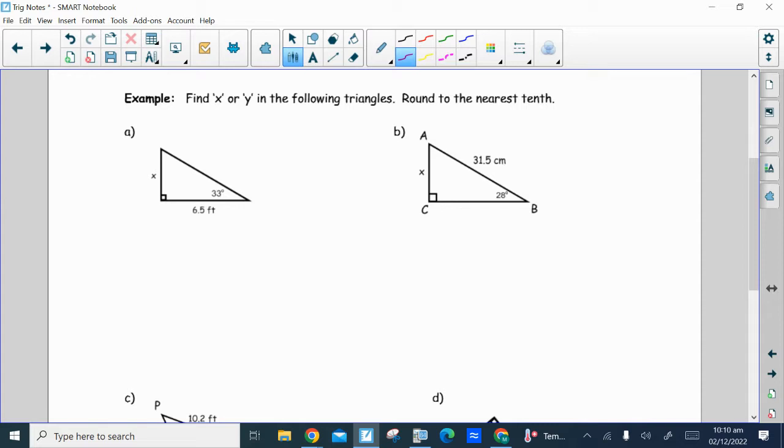So the example says, find x or y in the following triangles, round to the nearest tenth. So here's how we start these. The same way we started those ones the last few days. We label the sides of the triangle. The side across from the right angle is always the hypotenuse. That never changes. So that's what we start with.